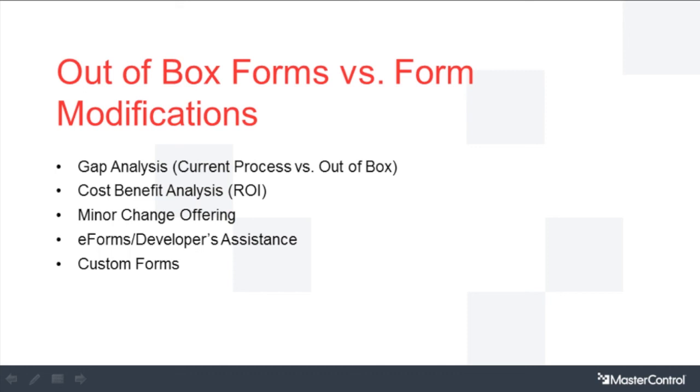Okay, the 80-20 rule is kind of what I always go by. If 80% of the functionality is there and 20% can be, I'm not going to say worked around, but can be handled, it might be better. Or we have what's called our minor change offering. And some of you may be familiar with what that is.